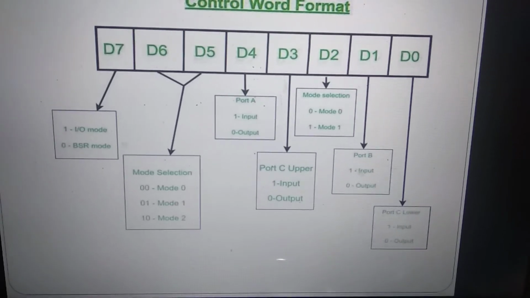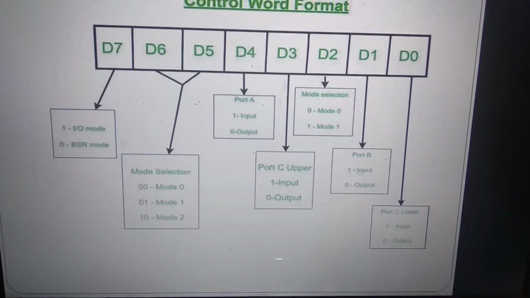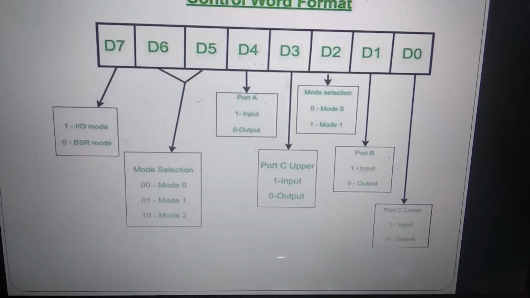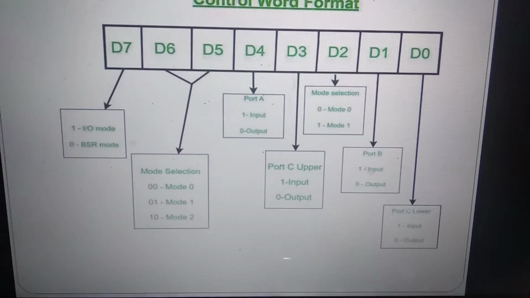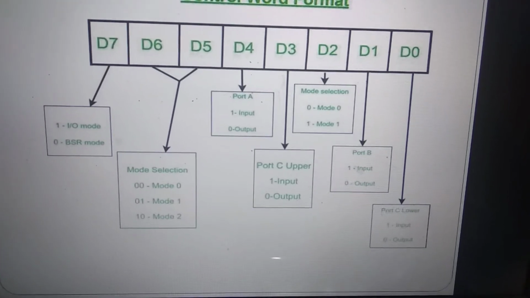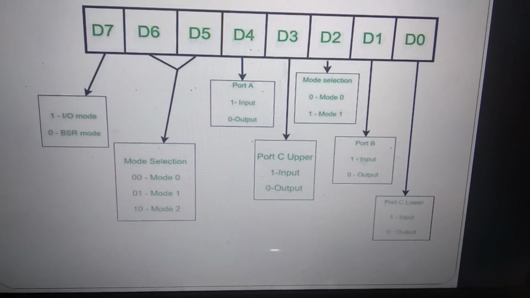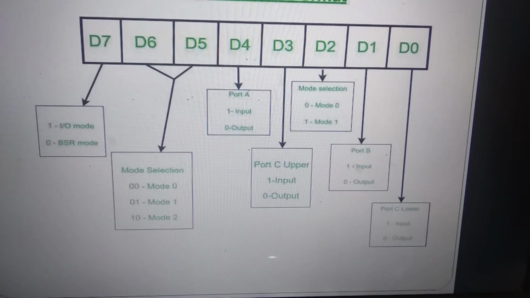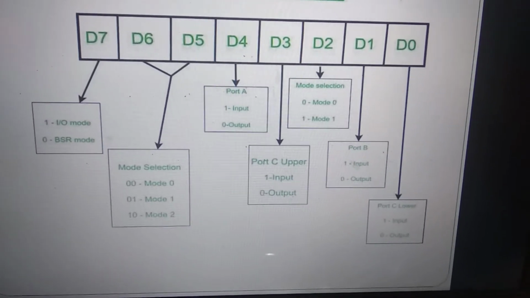Now if it is the IO mode, the IO mode has 3 different operations: mode 0, mode 1 and mode 2. So for D6 and D5, if this is 0 0, it's mode 0. If it's 0 1, then mode 1. If it's 1 0, then mode 2. Okay, and if it's 1 1, then no operation will take place. Again, now I'll come to D4. This is for defining port A. If it's 1, then it will be treated as an input port. If it's 0, then port A will be treated as an output port.